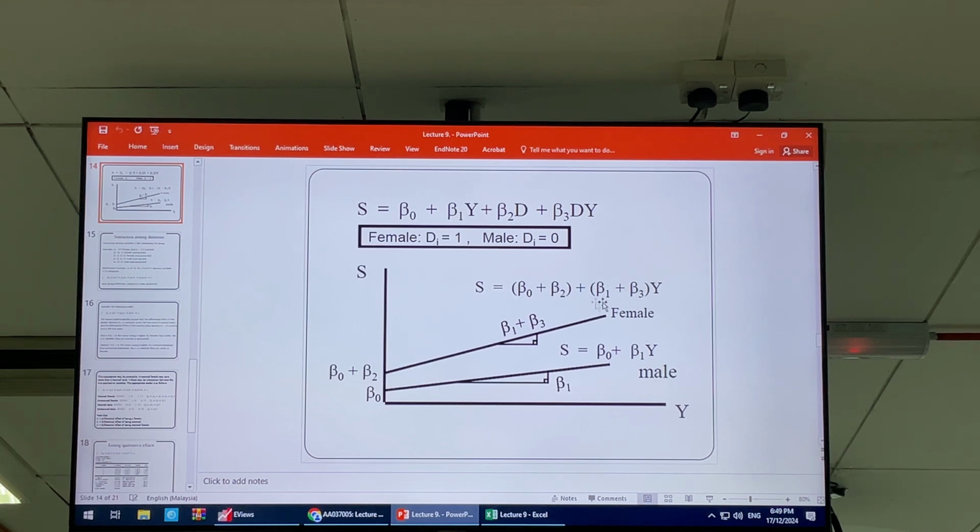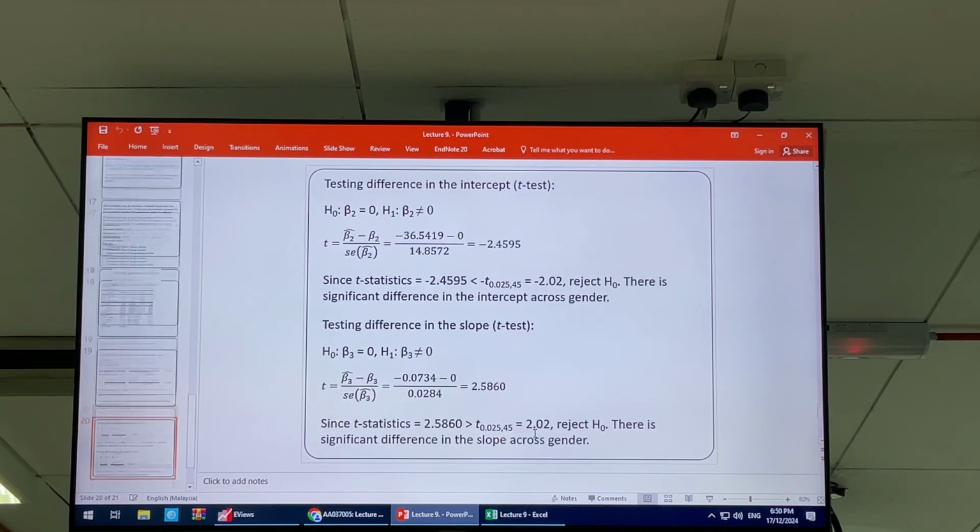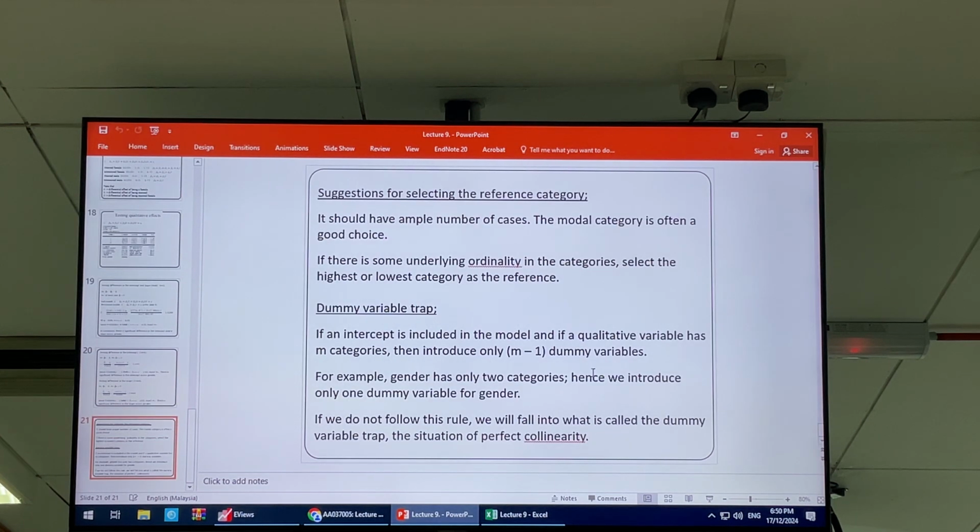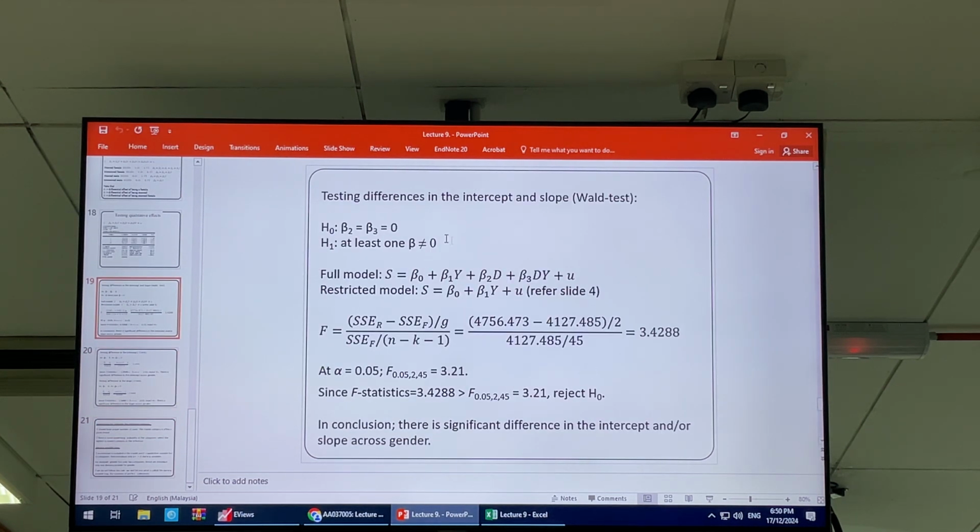You can perform the joint Wald testing on both coefficients, or you can perform the test separately one by one, individual testing. If you want to perform the joint Wald test, you have to test beta 2 equal to beta 3 equal to 0, both equal to 0. That can be done by using the Wald test that you learned before.